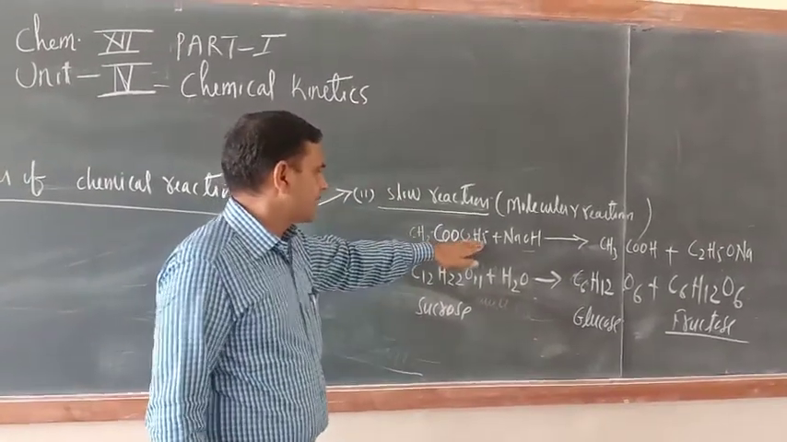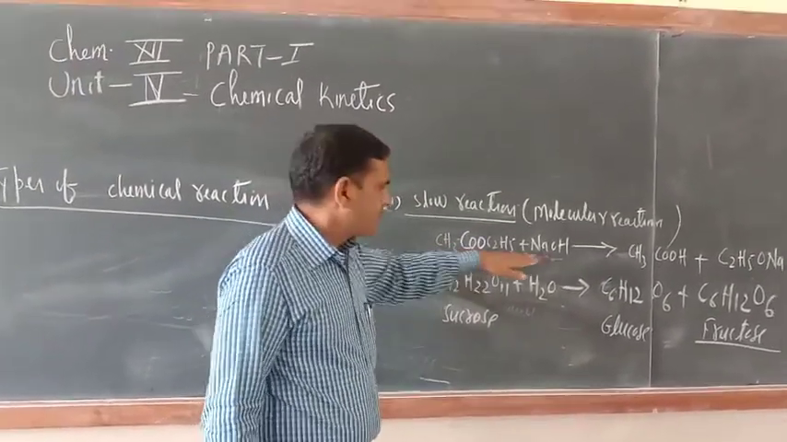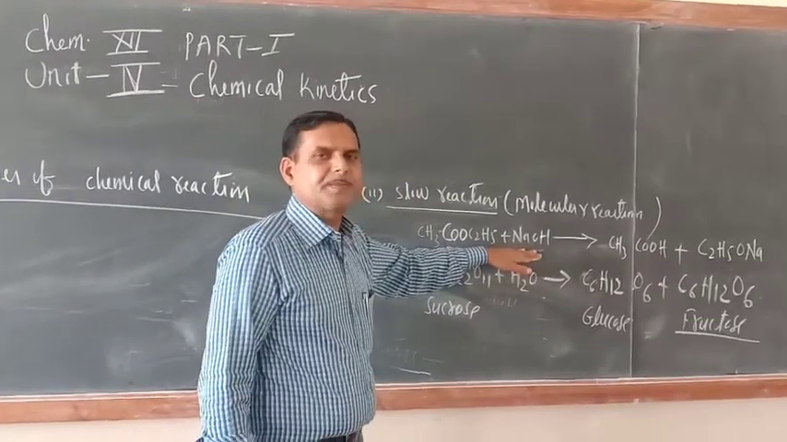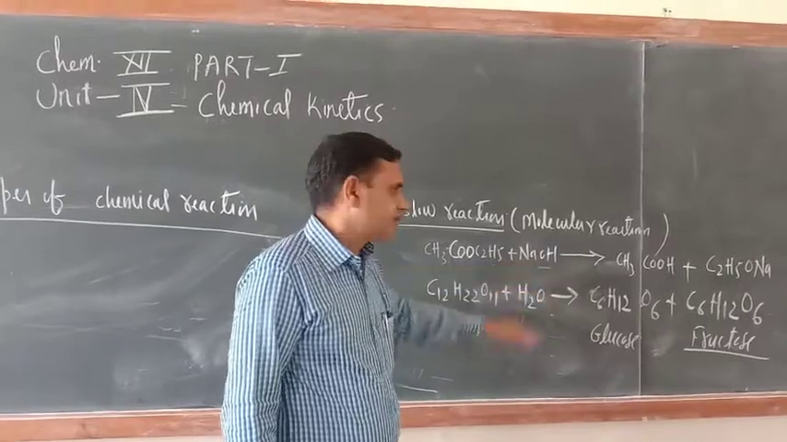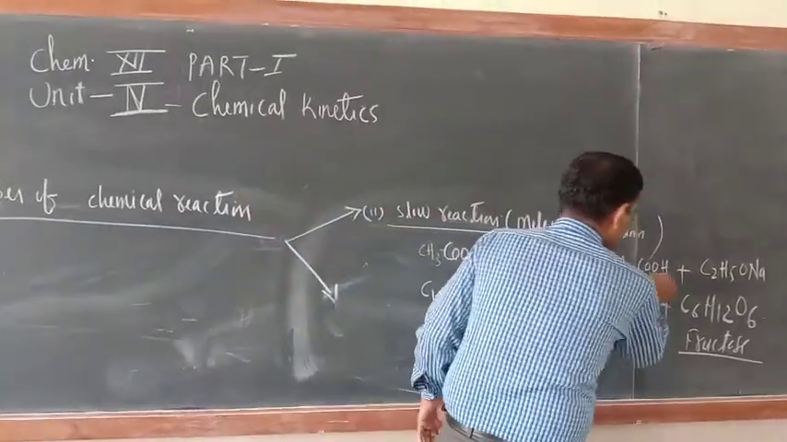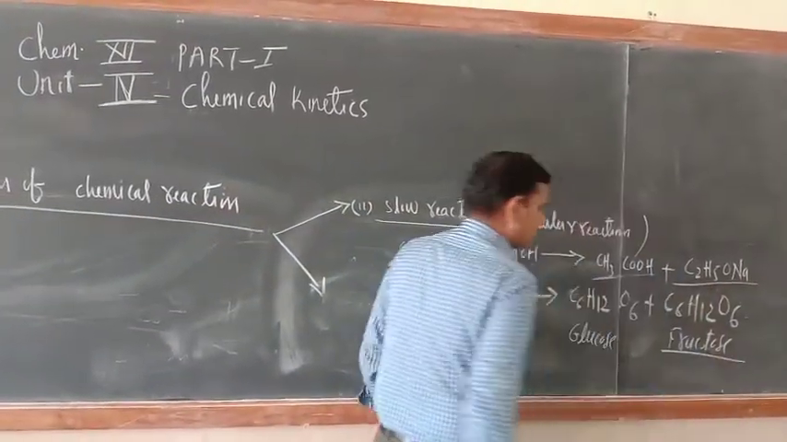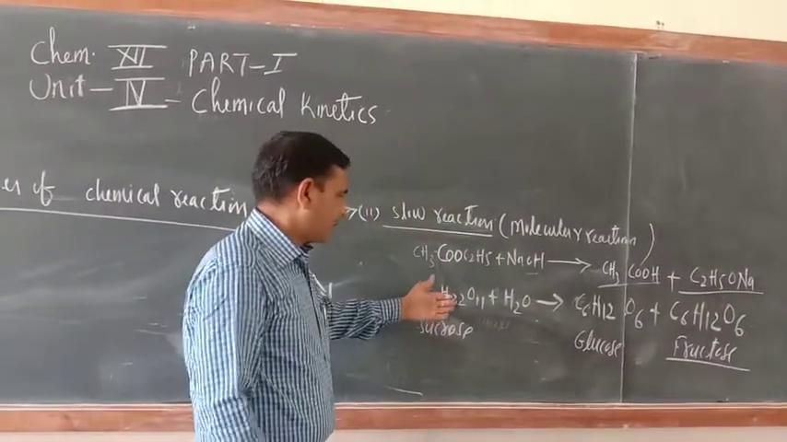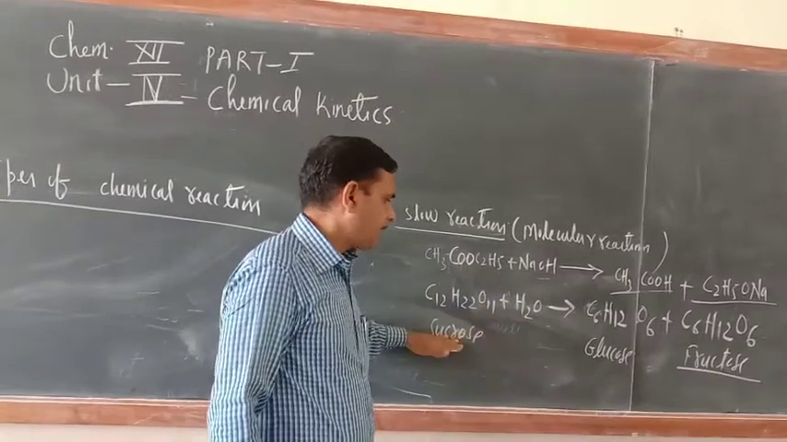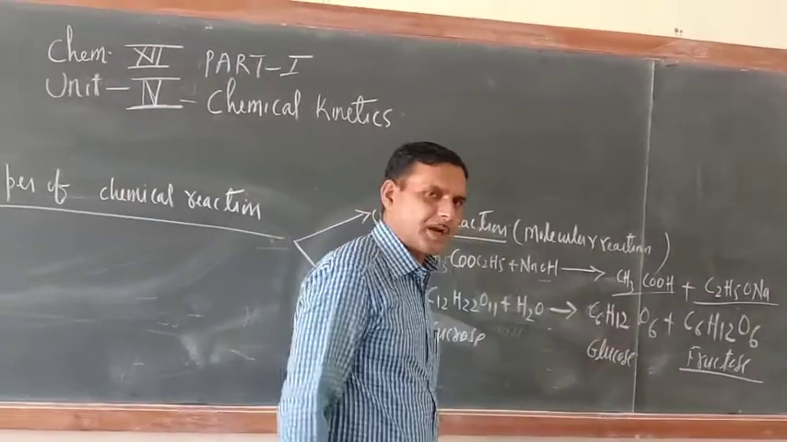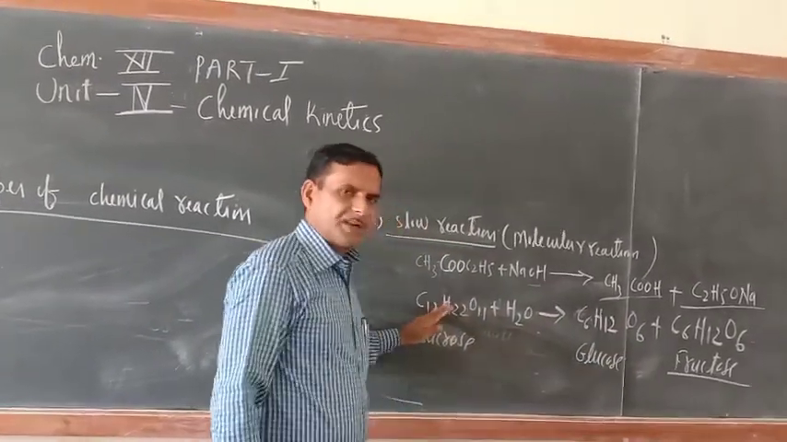What is this one? This is ethyl acetate. This is NaOH. This is the famous saponification reaction we studied in 11th as well as in 10th class. Now acetic acid and sodium ethanoate are formed. Here this is sucrose. When sucrose is subjected to hydrolysis, then glucose and fructose you are getting. This is also a molecular reaction only.